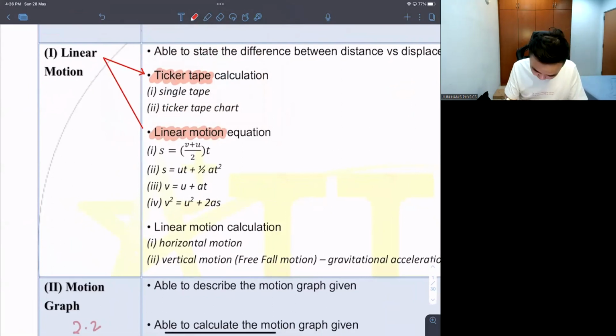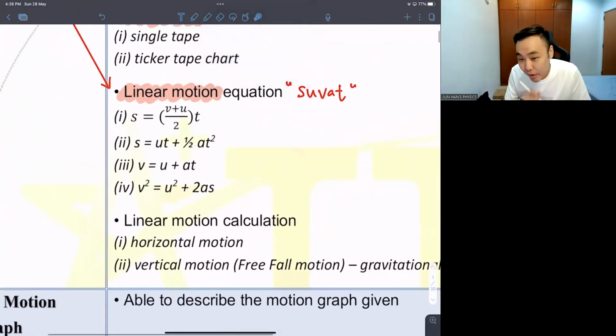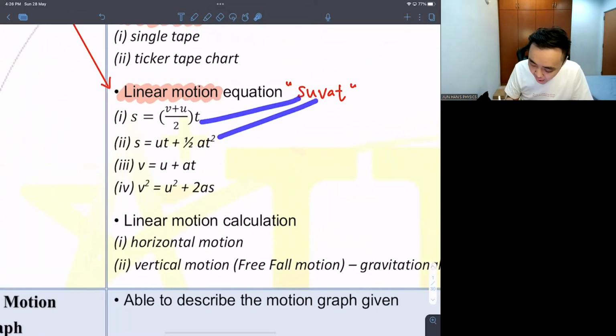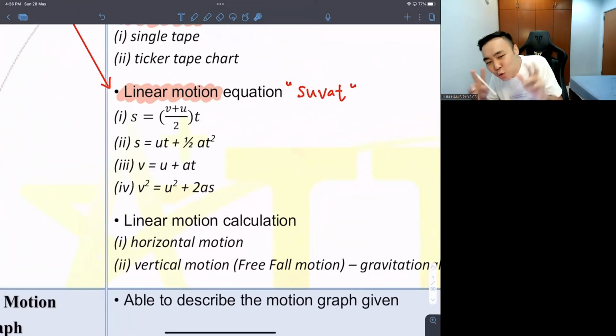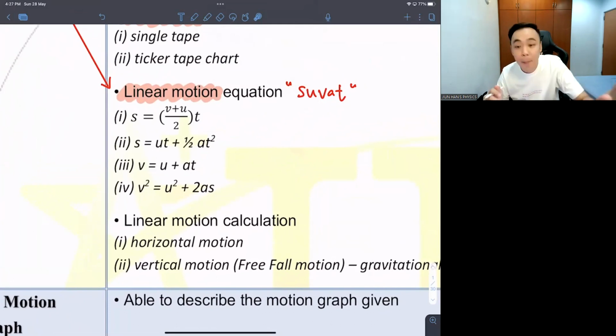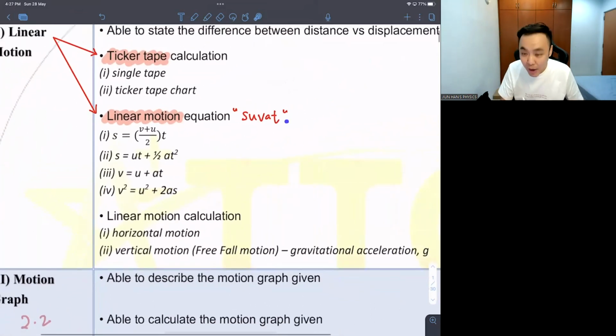Now, regarding this linear motion thing, very simple one. I will call this the SUVAT instead. The so-called linear motion equations, I like to call this SUVAT. Why is it called SUVAT? You look at the formulas one by one. You realize all the formulas are made of these 5 letters: S-U-V-A-T. Every formula is made of this. That's why, to make it easy for you to remember, I call this the SUVAT equation, the SUVAT formulas. All right, we come back to that. Don't worry about that.